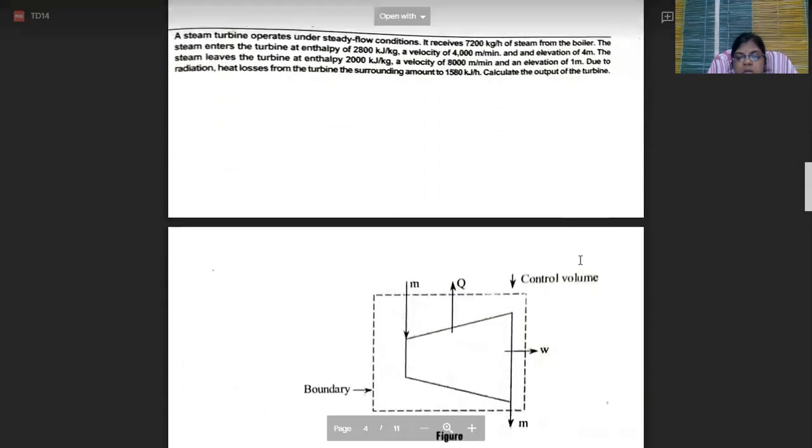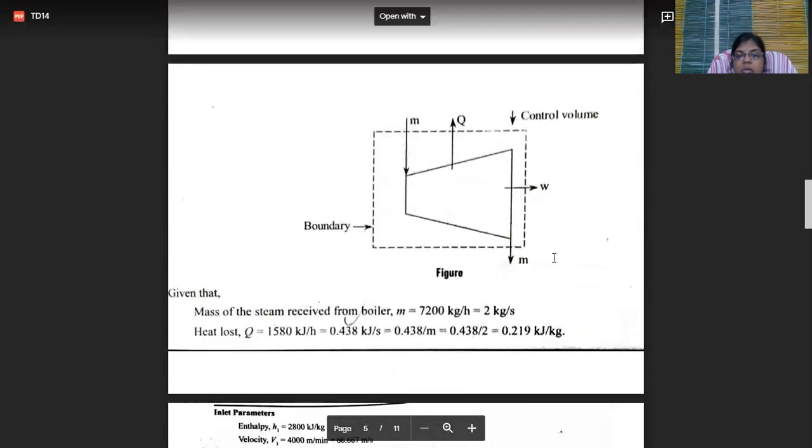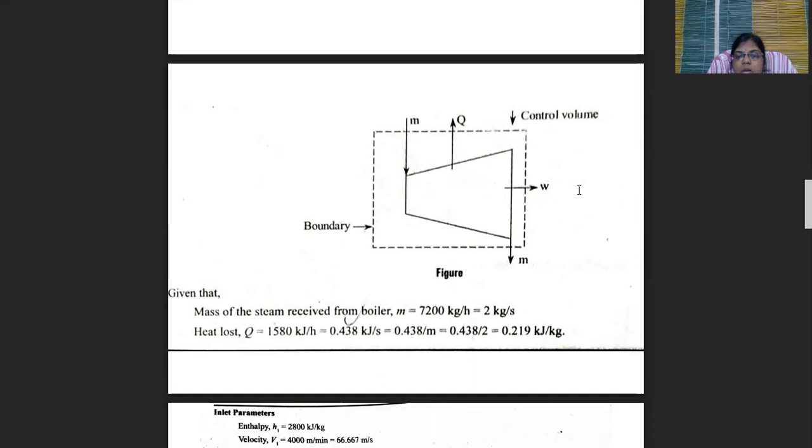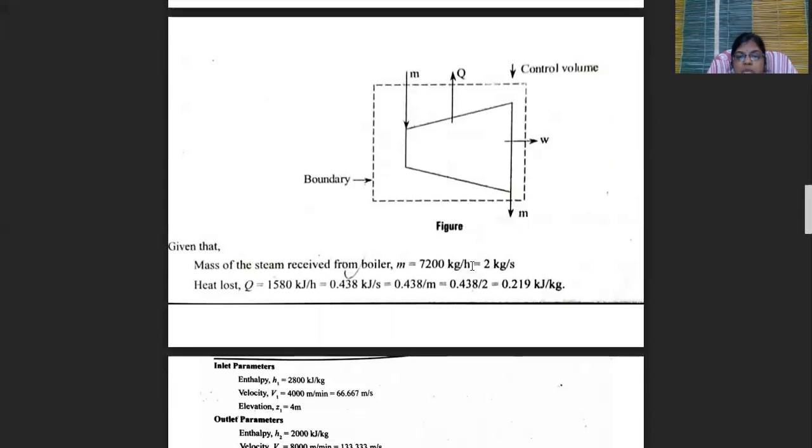Okay, here also we are going to calculate the power. Here is mass in and mass out. So Q loss from the turbine. Whenever there is Q loss from the turbine, we get the work done by the system. Okay, this is the control volume boundary. So first of all, mass of steam received from the boiler is 7200 kg per hour. 1 hour is 60 minutes, 1 minute is 60 seconds. So 60 into 60 is 3600. So 7200 divided by 3600 gives 2 kg per second. 1 hour is nothing but 3600 seconds.